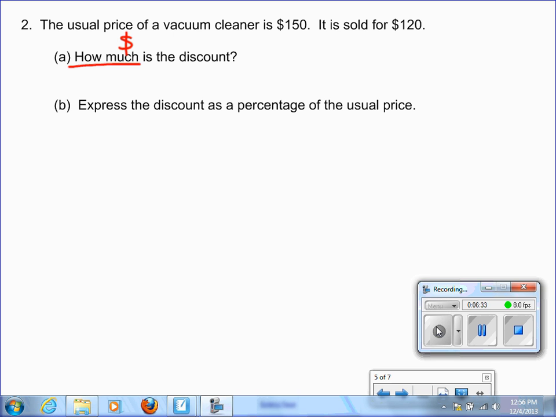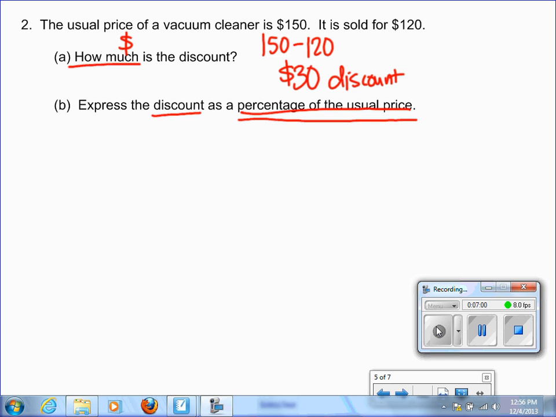Who can tell me how to find that? Jamie? You do 150 minus 120, and it equals $30 discount. Good. All right. So then it says express the discount as a percentage of the usual price.